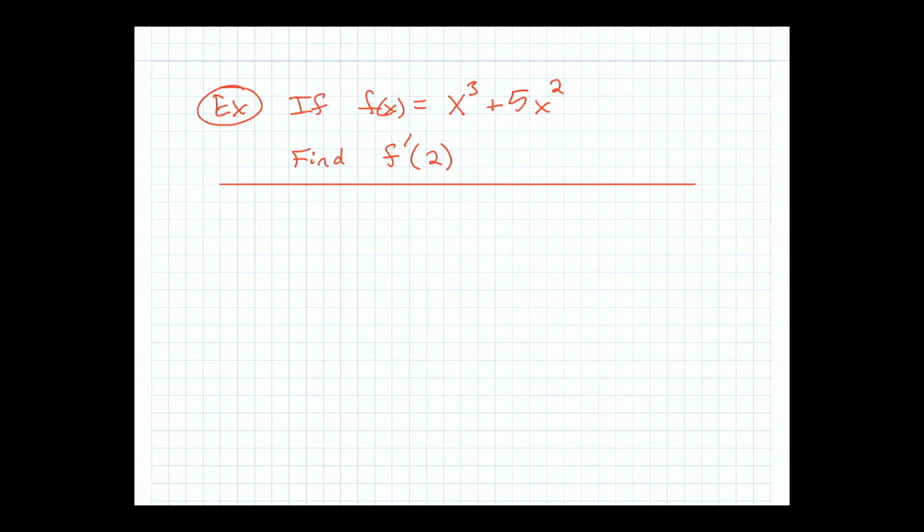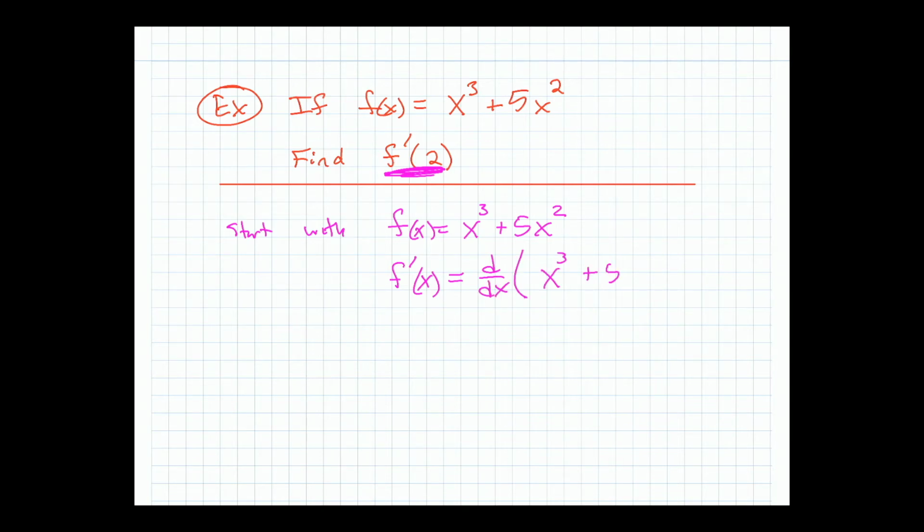So you're starting with what they give you. So you're starting with the function. F of x is x cubed plus 5x squared. Now, we need the derivative evaluated at 2, but we should get the derivative in general first, and then we'll just plug in 2. So before we get the derivative at 2, forget the 2, let's just find f prime of x. So f prime of x is just the derivative of this function here.